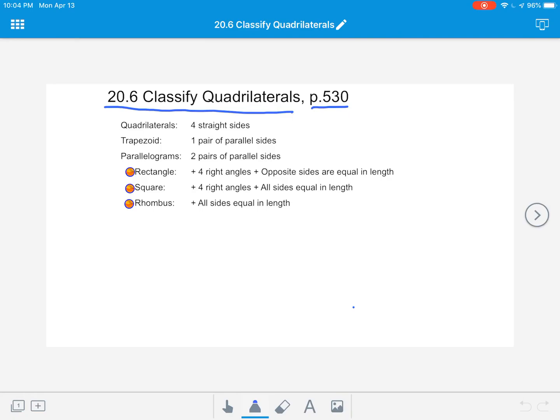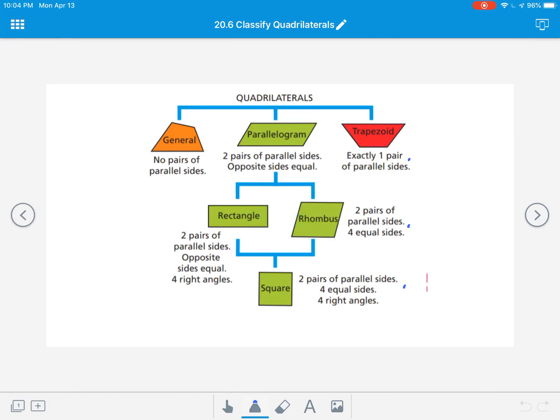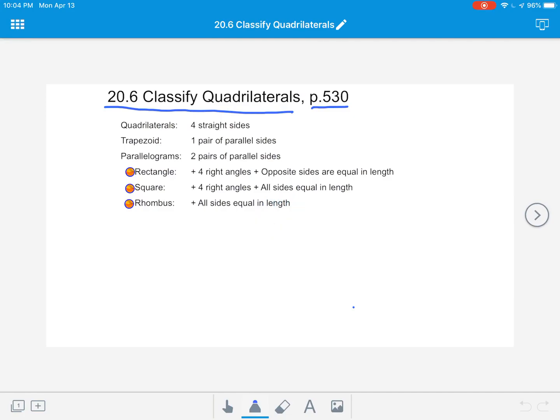All right, so you should have written down in your notes either the first list of vocabulary or the graph with the vocabulary. Either one is fine. Let's go over our vocabulary for today. As you can tell, this lesson, yet again, is very heavy on your knowledge of vocabulary. We're going to be classifying quadrilaterals today. Quadrilaterals are shapes that have four sides.